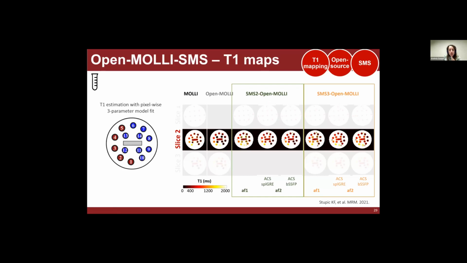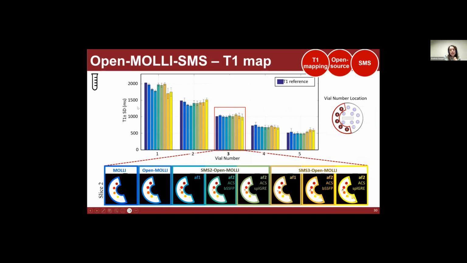Now again, if we concentrate on the values that are near the ones present in vivo, which correspond to the red ones here, we can see that they are very similar, and especially vial number 3, which is this one, is also very similar. Although for SMS3, which corresponds to the 3 slices being excited at the same time, there is already a little bit of increase here in the standard deviation for both auto calibrations that we tested.